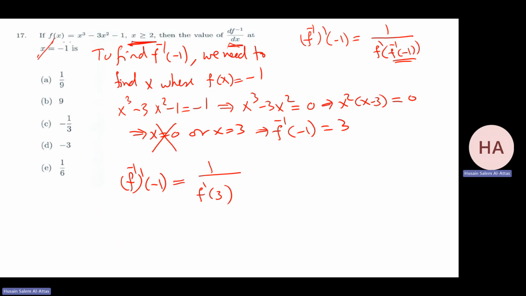Now, what is f prime of x? Easily 3x squared minus 6x. So that gives me 1 over, I substitute 3 here, which is 27 minus 18. That will be 1/9, which is this.